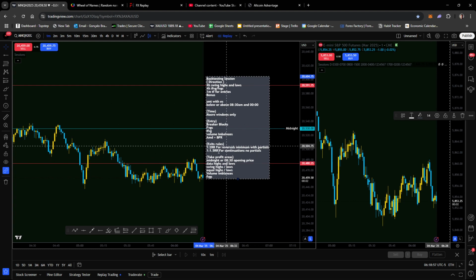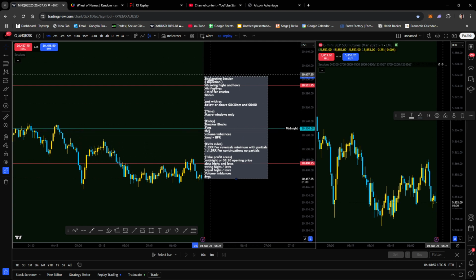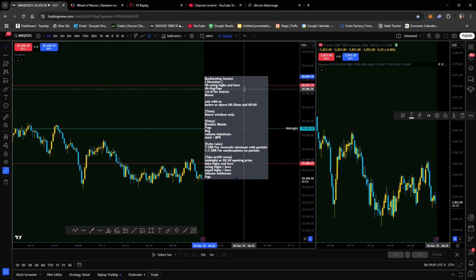Exit rules: 1 to 2 when using reversals. So if we sweep the high or low, that's a reversal. And a 1.5 for continuations when we're going against the sweeps of liquidity. Okay, no partials on this, partials on the 1 to 2.